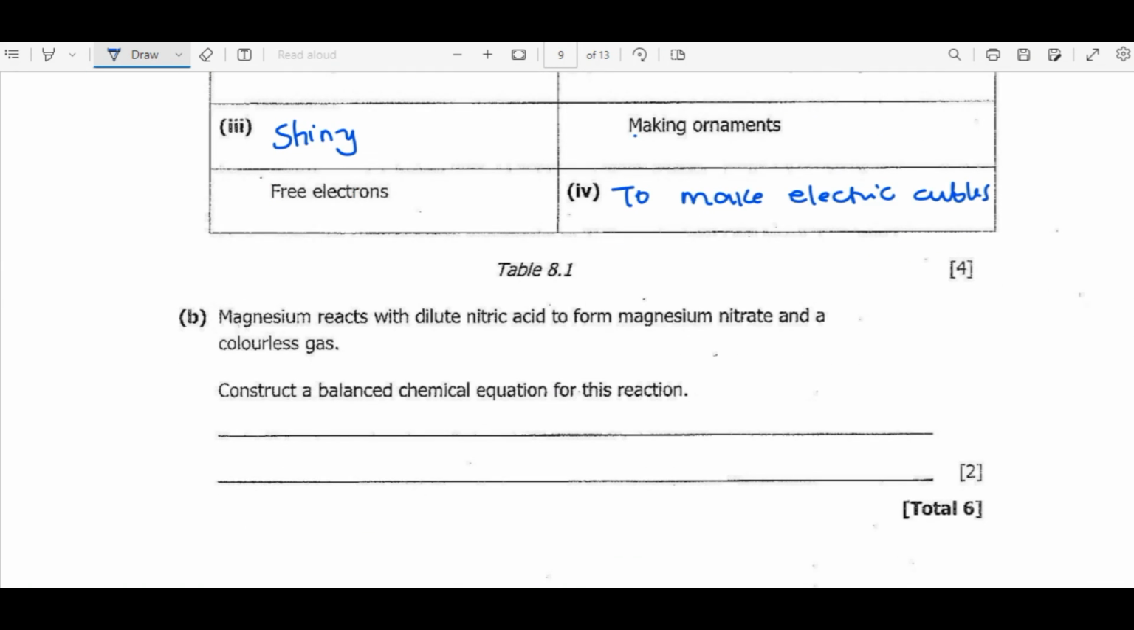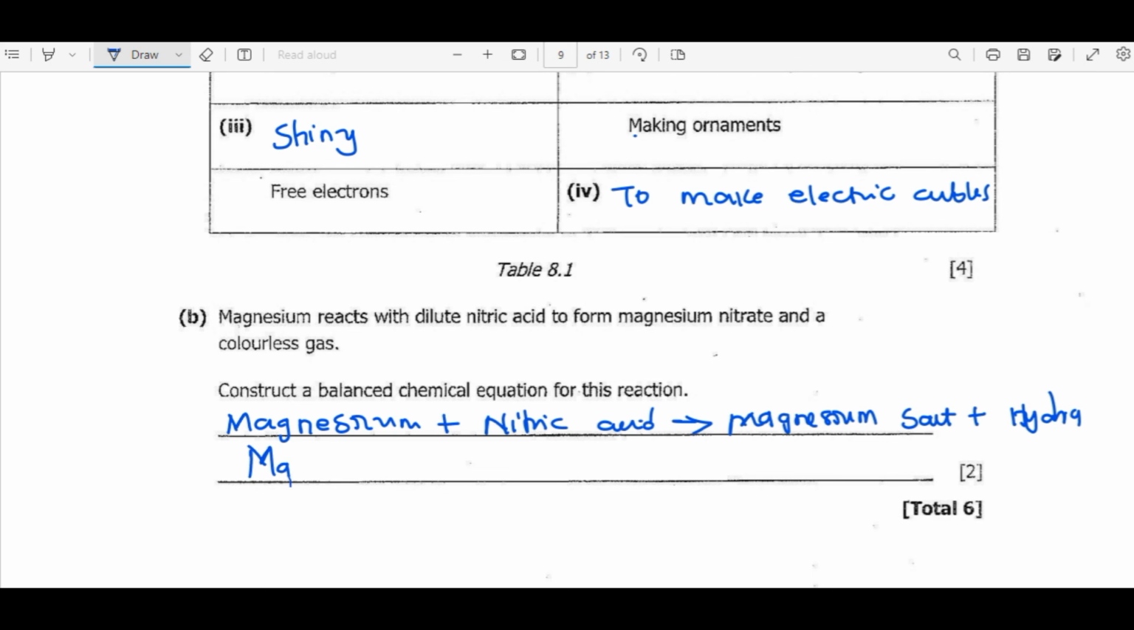Then question B, magnesium reacts with dilute nitric acid to form magnesium nitrate and a colorless gas. Construct a balanced chemical equation for this reaction. So we have magnesium plus nitric acid. So a metal plus an acid will give us salt. In our case, magnesium nitrate is a salt, plus hydrogen is always produced.